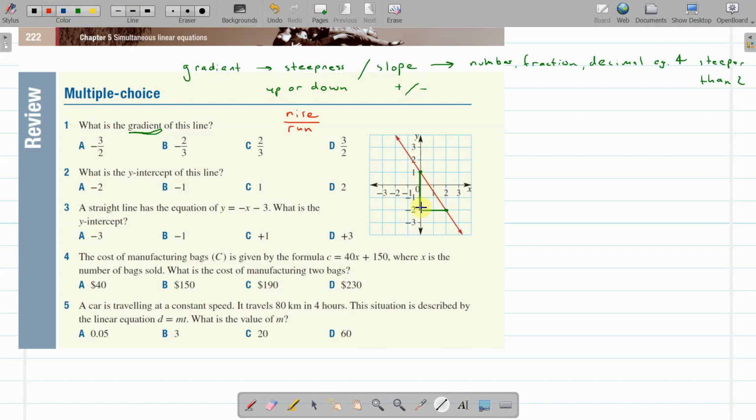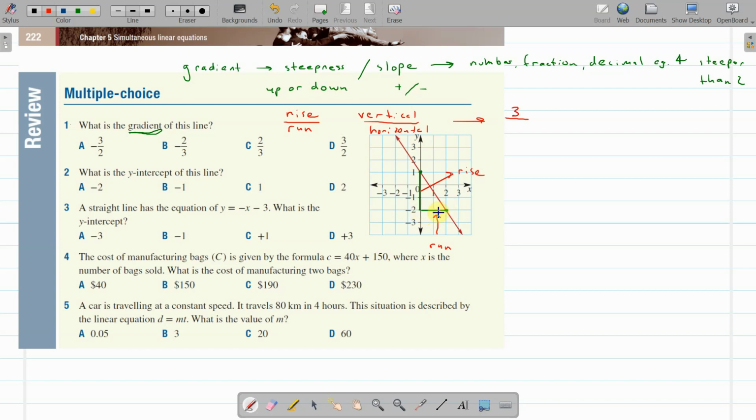Within the triangle, the length of this line is the rise, and the length of this line here, from there to there, is the run. So rise is vertical distance and run is horizontal. Now let's have a look. Between these 2 points, the rise looks like it's happened over a distance of 1, 2, 3 squares, from +1 to -2. So the rise is 3.